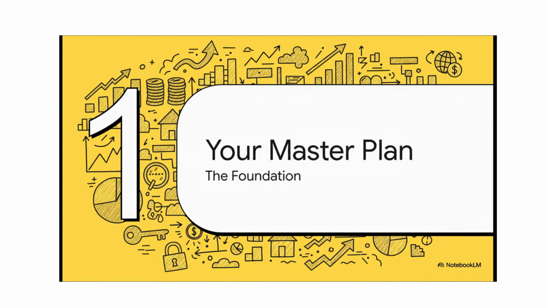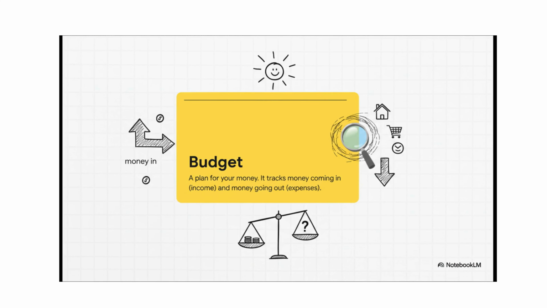All right, so where do we even begin? Well, every solid financial future, and I mean every single one, starts with one thing: a master plan. Think of this as the foundation, the thing that tells you exactly where you stand right now. And what is this grand master plan? It's a budget. But wait, don't let that word scare you off. Forget about complicated spreadsheets for a second.